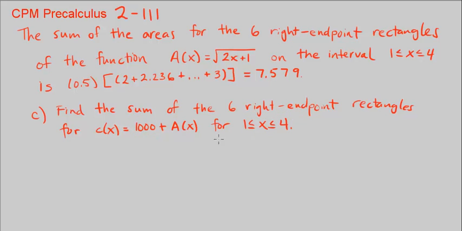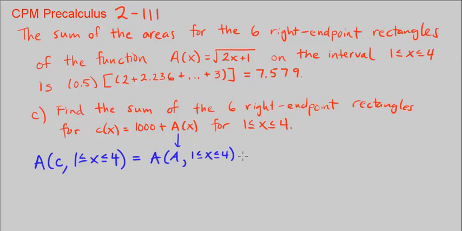Because we have the same region, we know that we're just going to find the area bounded by c on our region 1 is less than or equal to x is less than or equal to 4. And that's going to equal the area bounded by our function a, with 1 less than or equal to x less than or equal to 4, plus we're going to add a rectangle with the height of 1,000. The base, remember, was 0.5 for every rectangle. And we have 6 of these, just like we started with.